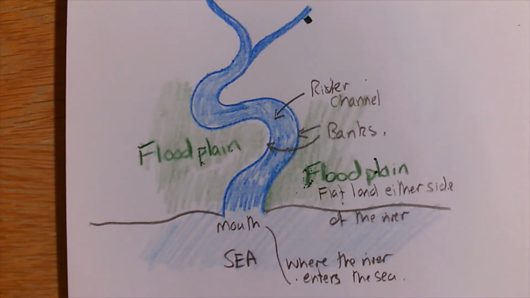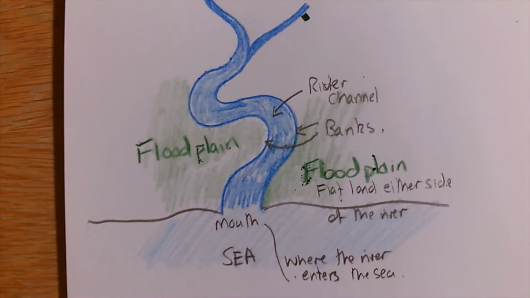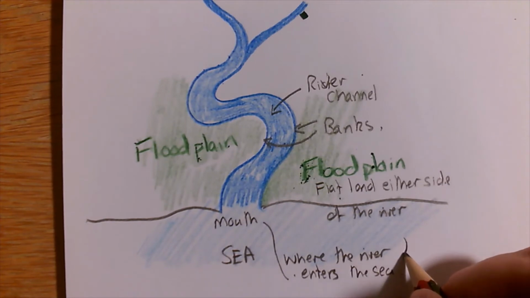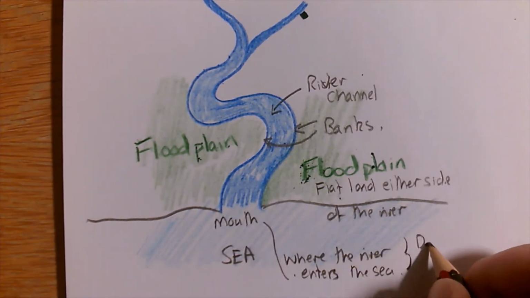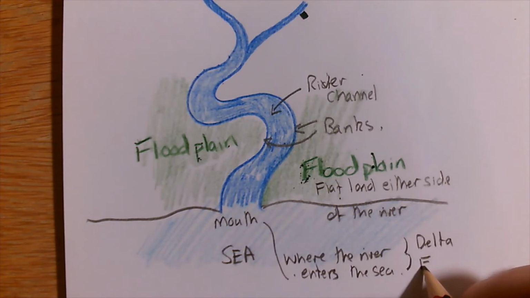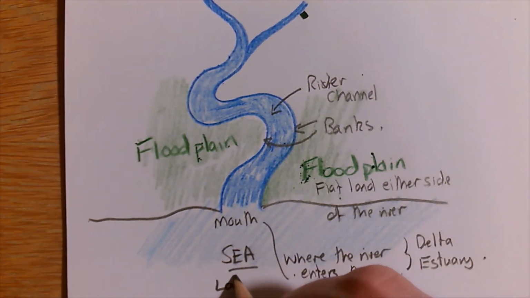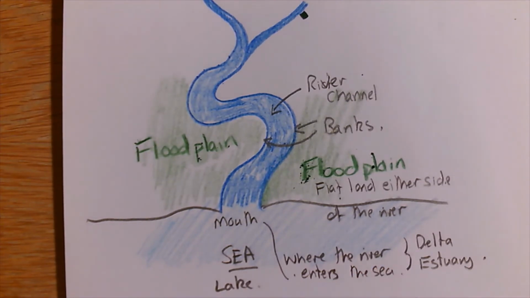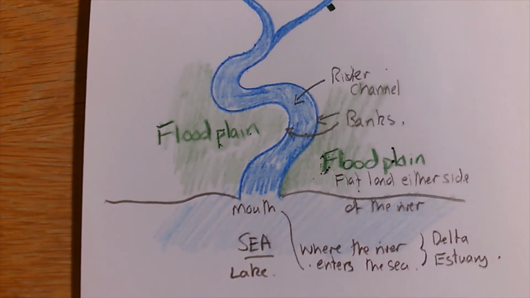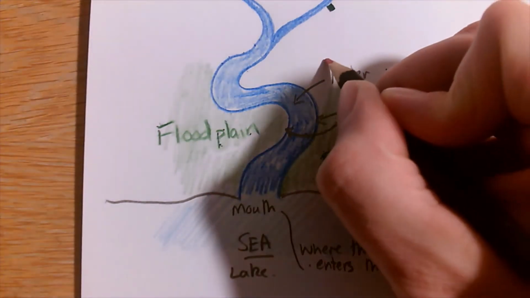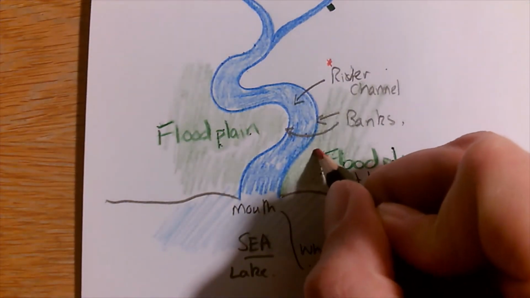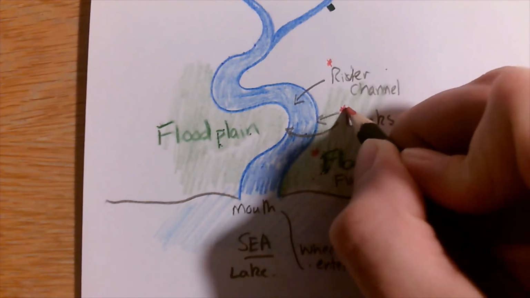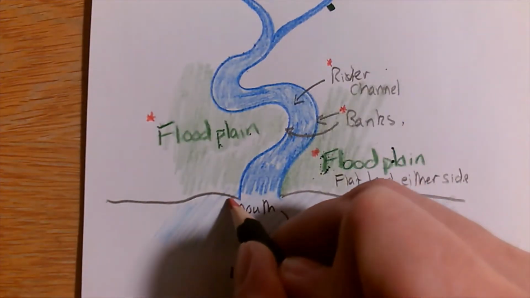Now a mouth can have two different kinds of mouth, and we'll look at these in more detail in future lessons, but one is called a delta and one is called an estuary. By the way, it can also be a lake. It doesn't have to enter the sea. So this is our lower part of the river, and once again I'm going to ask you to put these key words into the correct space on your definitions bank. Got quite a few this time.